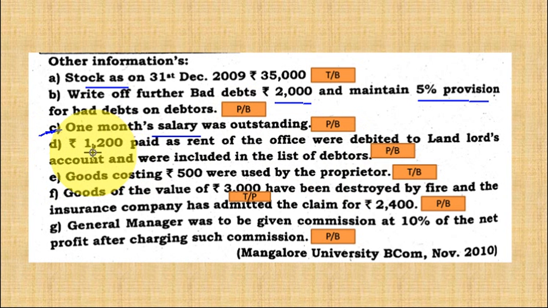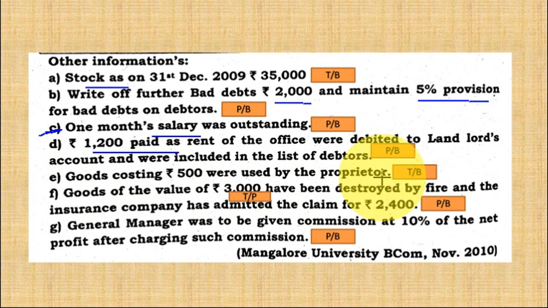You haven't mentioned it as rent. So in the profit and loss account, you have to write rent, rupees 1200. Clear? As an expense.